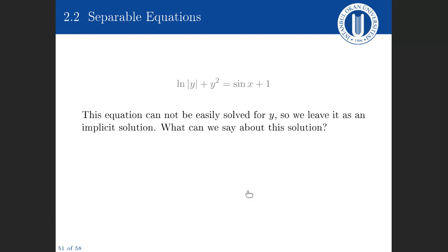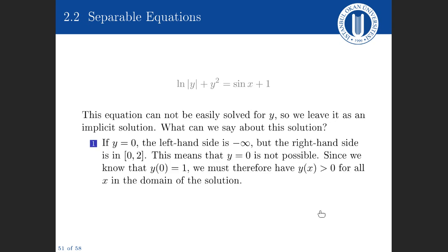This equation cannot be easily solved for y, so we're going to leave it as an implicit solution. But what can we say about this solution? We can say that if y is equal to 0, then the left side is minus infinity, but the right side is between 0 and 2. This means that y equal to 0 is not possible. So the solution must be always positive or always negative.